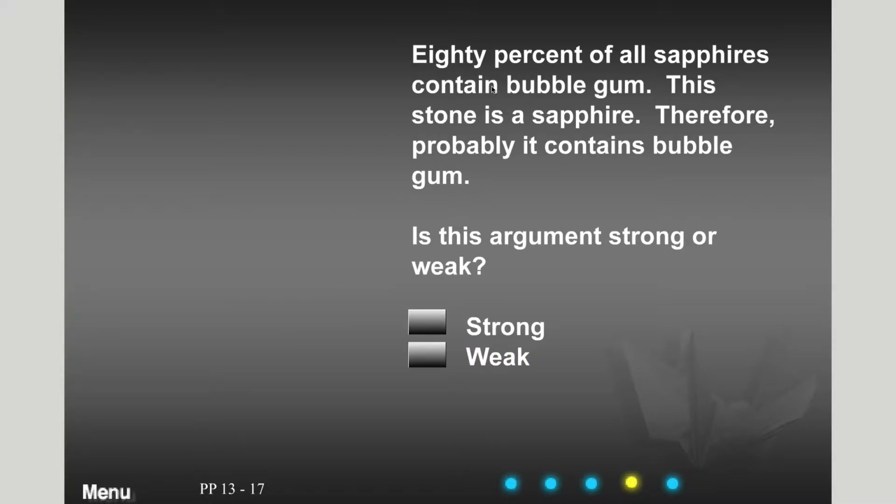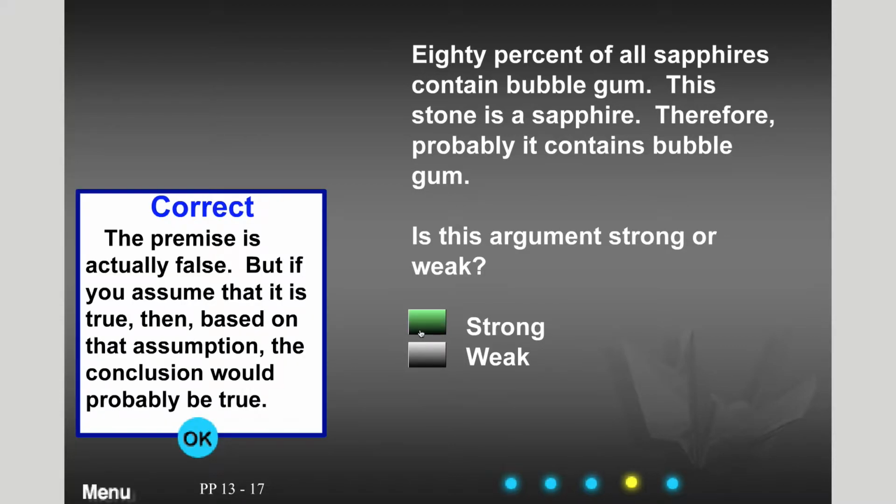80% of all sapphires contain bubblegum. If this is the case, remember we're only at step 1 here, this stone is a sapphire, therefore probably it contains bubblegum. Again, if 80% of all sapphires contain bubblegum, is it probably the case that this sapphire contains bubblegum? Indeed, it's a strong argument. We're at step 1, we're not asking whether the premises are true. We're saying if they are true, do they lead us to the conclusion that's given? And indeed, this is a strong argument. The premise is indeed false. We know that. We'll deal with that at step 2.